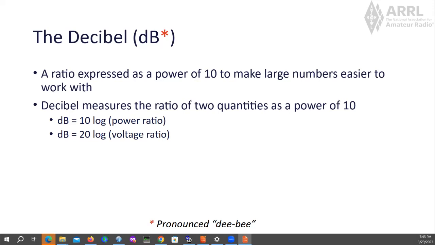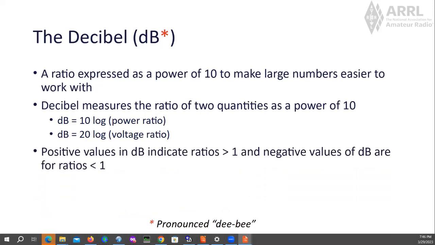Decibel measures the ratio of two quantities as a power of 10. And you can just look this up in a log table, find it on a slide rule, or do it with a calculator. If you're talking about the power ratio, it's 10 times the logarithm. And if you're talking about a voltage ratio, it's 20 times the logarithm. And again, those are measured in dB.